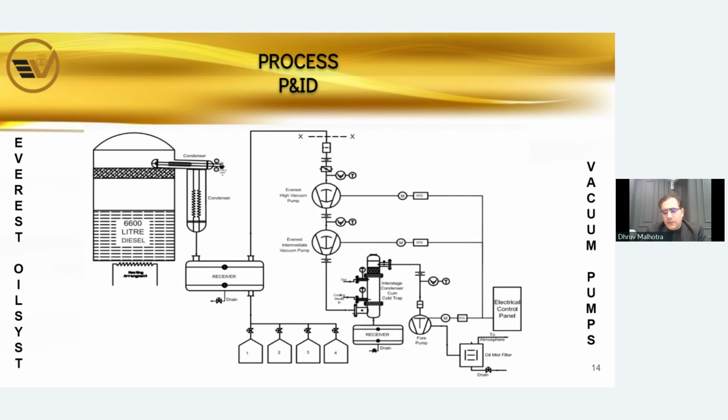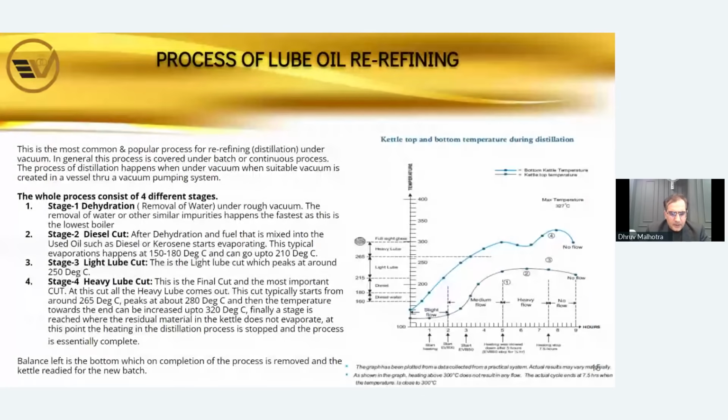liquid ring vacuum pump or oil ring vacuum pump with a recirculation system and an ASL. Completely skid mounted with an electrical control panel which has all the philosophy built into it. Coming to the process now, the process of lube oil re-refining.